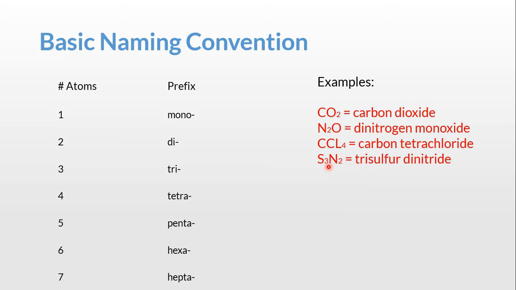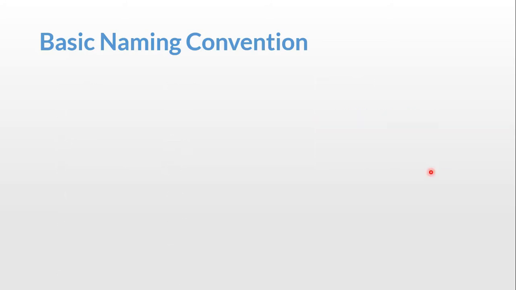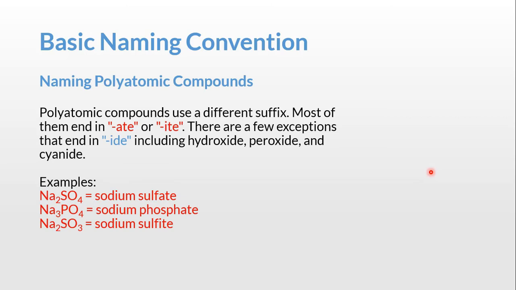Use all of these rules when you are naming chemical compounds, when you are giving the formulas. Trisulfur dinitride. Take note of that. Also, what if you are naming a polyatomic compound? These polyatomic compounds are those compounds with the SO4s or the PO4s or the SO3s or the NO3s. Those compounds end with ATE. They use different suffixes, but most of them end in ATE.